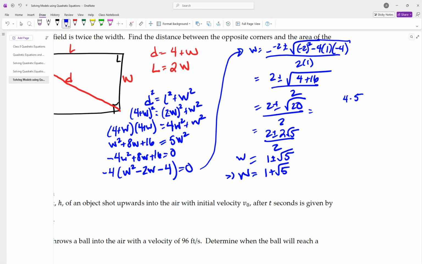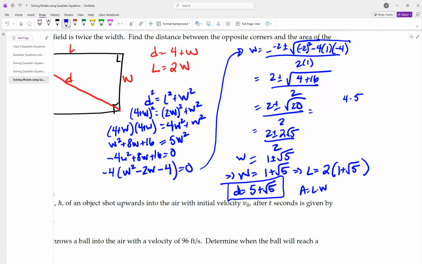Okay, so this means that length is 2 times this. And also the diagonal distance d would be 4 plus that, right? So it would give us 5 plus 5 square root of 5. Okay, so that is one answer, and then I also need the area, which is length times width.